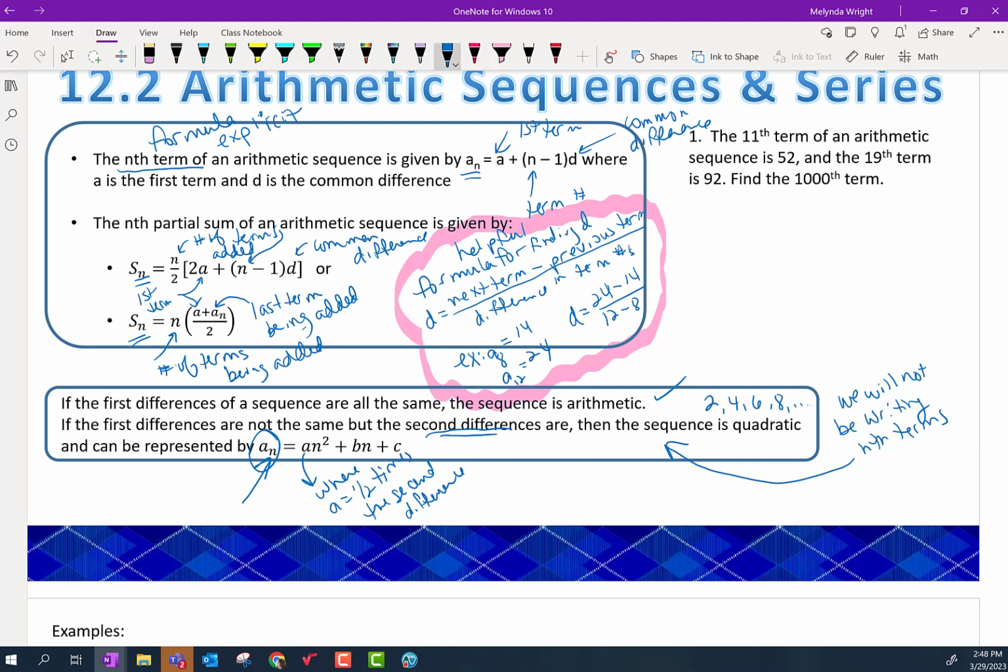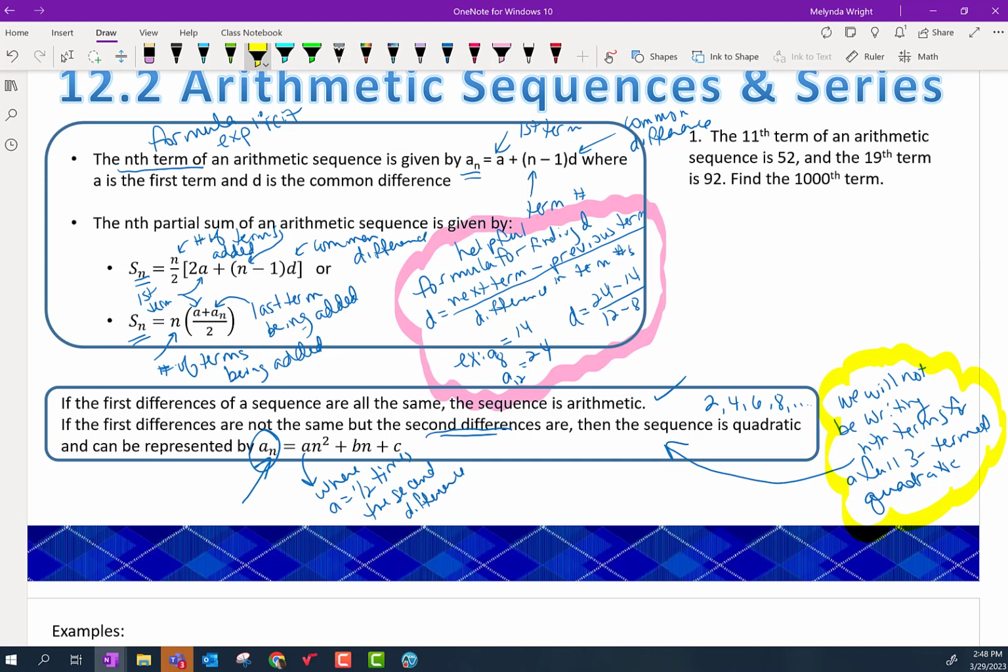Nth terms for a full 3-termed quadratic would require, and working these is so fun, like a system of 3 equations and 3 variables. Oh, it'd be delightful. We just will not have time, but I wanted you to be aware that if one of those comes up, a more simple one, if the second difference is the same, then that's going to be a quadratic sequence.